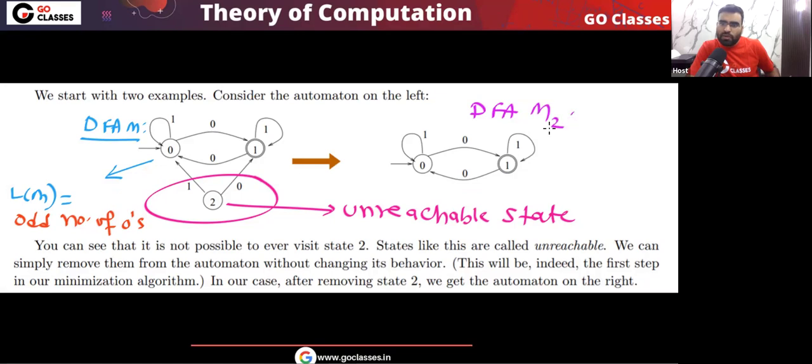Let's call this DFA M2. And what is the language of this DFA M2? That is also the same. That is an odd number of zeros. Odd number of zeros. Okay, so very simple idea.